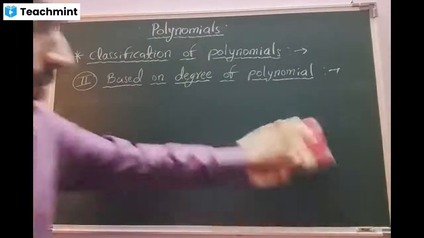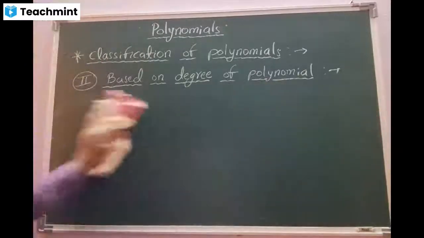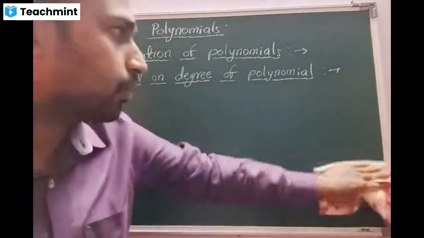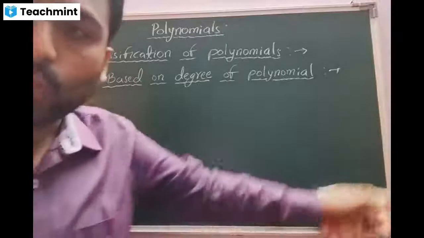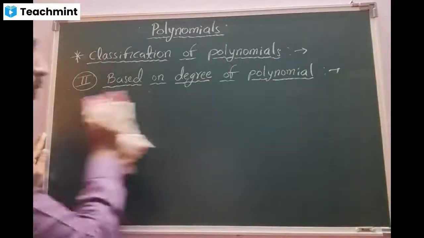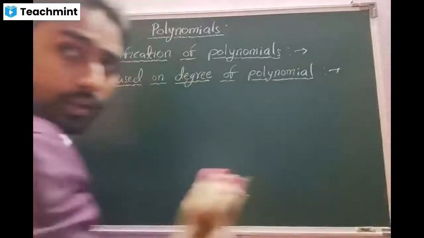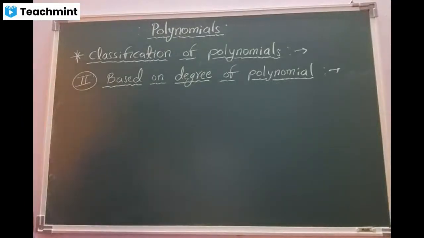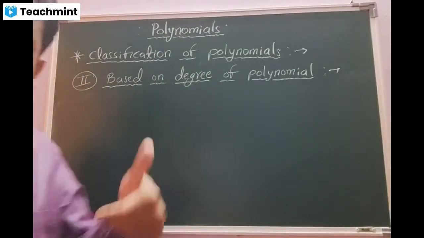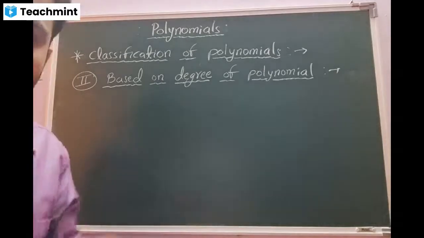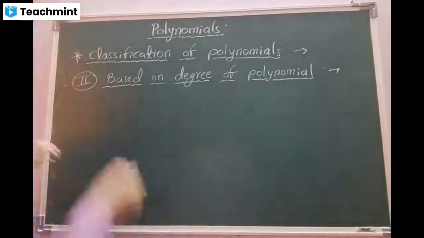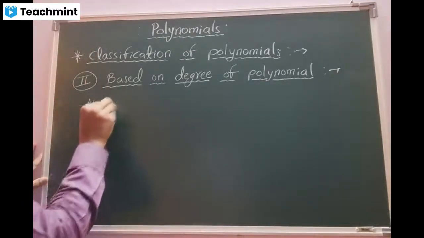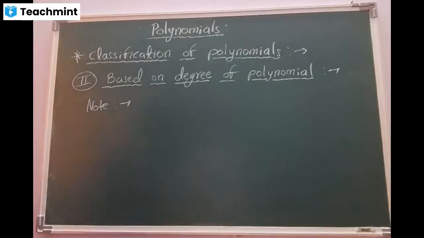Now again, the question comes, sir, if the degree is 4, what do we call it? If the degree is 5, what do we call it? If the degree of the polynomial is 7, what do we call it? Am I right, beta? Yes, sir. Again, write down the note. Side heading. Write down the note. Just 1 minute, beta.